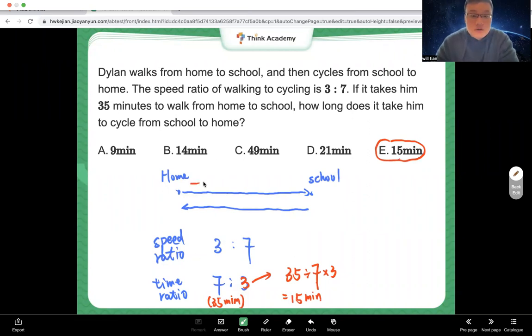So when you go from home to school, the speed is going to be 3, right? But when you go back home, the speed is 7. So that means the time taken must be less than 35. So actually in the exam, that C must be canceled directly.